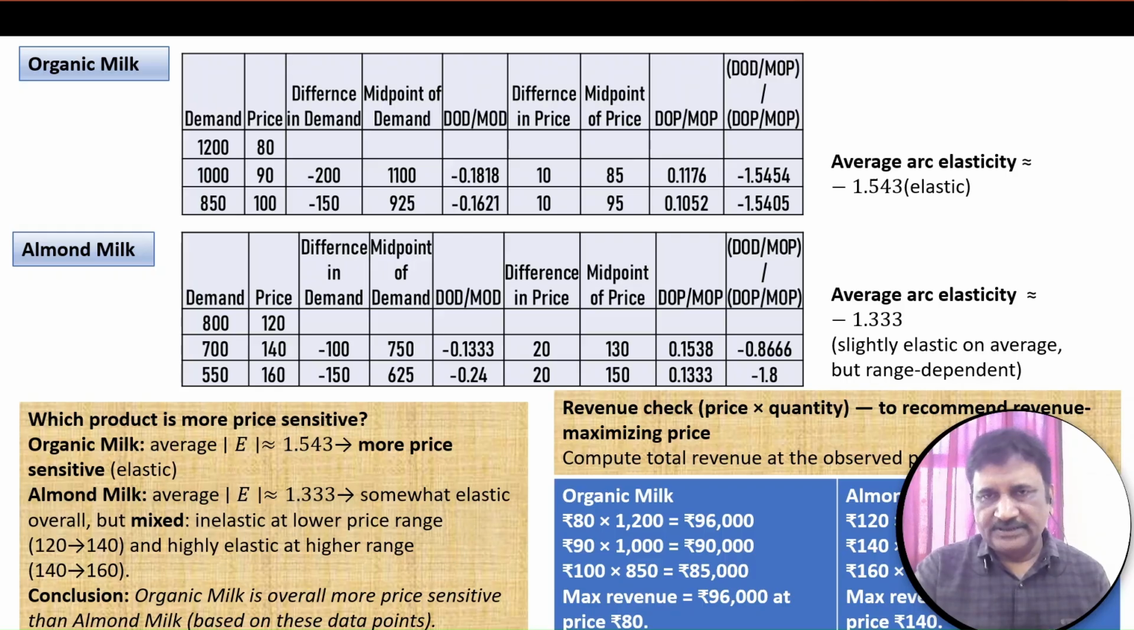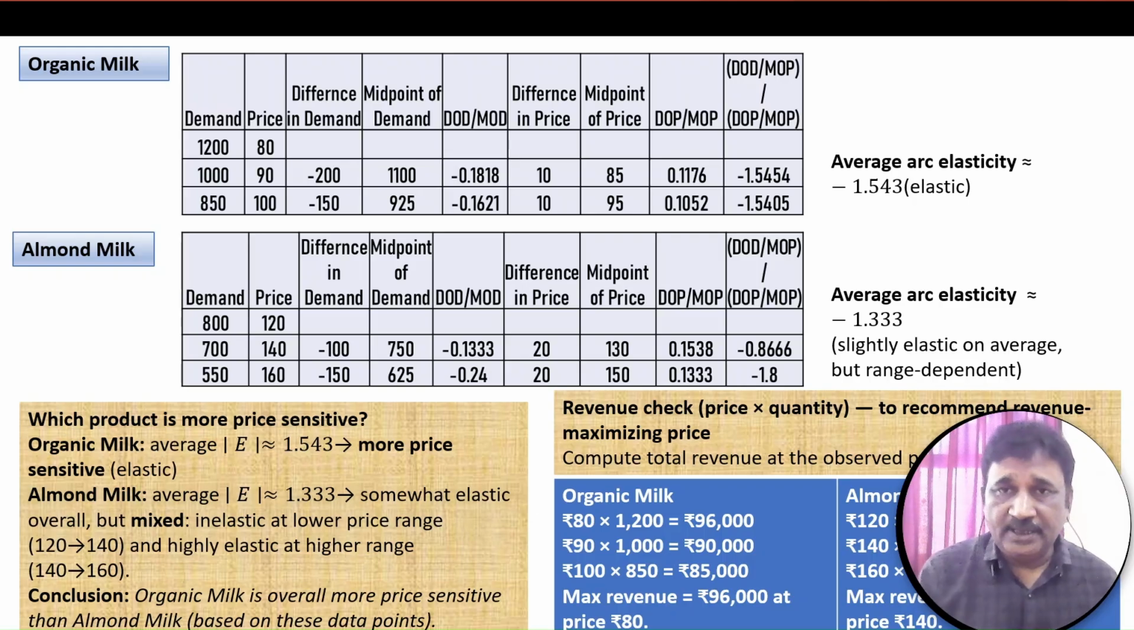Then, as we did in the upper table, the elasticity of demand for almond milk comes out to be this value, that is DOD divided by MOD divided by DOP divided by MOP, comes out to be minus 0.8666, right? Then for the second and third point, it comes out to be minus 1.8.